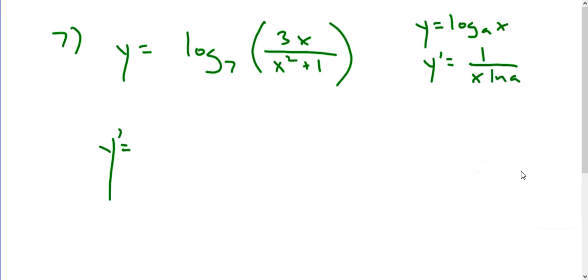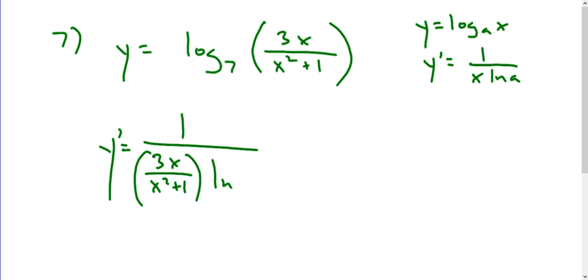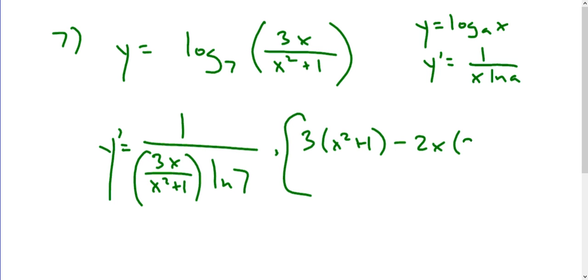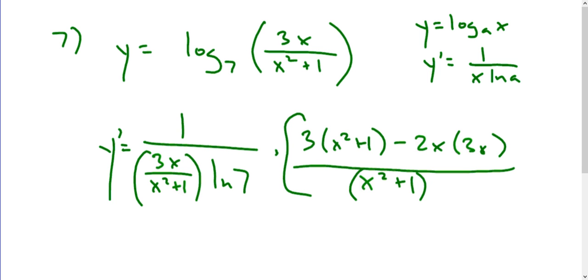All right, so here we go. We're going to take this derivative. So we're going to take the derivative of this, which would be 1 over 3x over x squared plus 1, times the quantity natural log of 7. Now, this is a way we can do this. We're going to now use the quotient rule. We're going to take the derivative of the top, which is 3, times x squared plus 1, minus the derivative of the bottom, which is 2x, times the top, which is 3x, all over the bottom squared, x squared plus 1, that quantity squared.